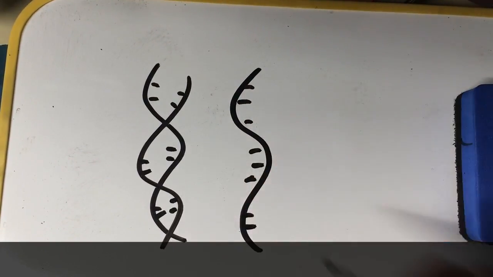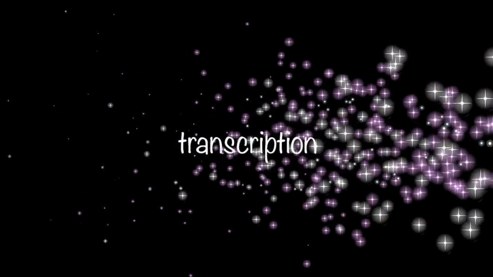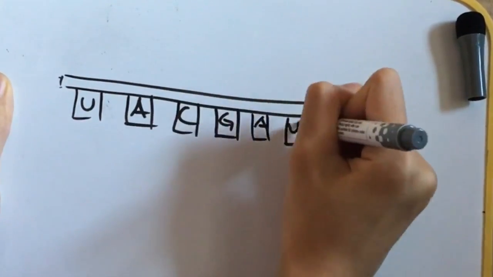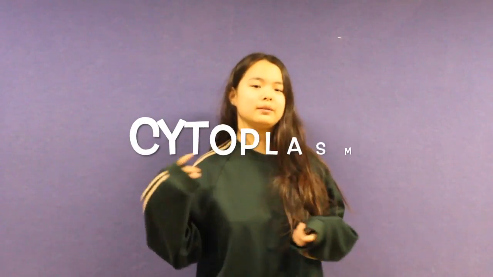RNA is single-stranded. Transcription is the synthesis of mRNA copied from the DNA-based sequences by RNA polymerase. mRNA is an intermediary molecule that carries the message of DNA and the code to the cytoplasm.